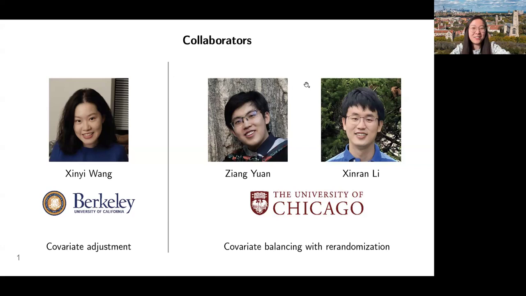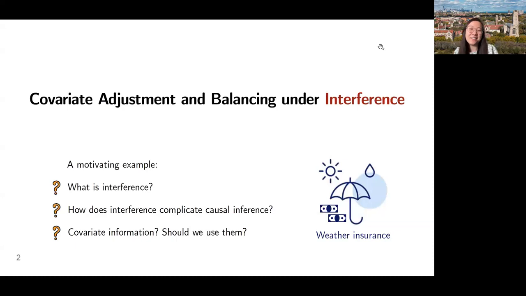Okay, great. So let's get started with the topic today. If we look at the title, you'll notice that the title of my talk is Covariate Adjustment and Balancing Under Interference. And you might wonder what I mean by interference here. So I'm going to start with a motivating example. Here I give a slight hint of what it is going to be about. It's going to be about weather insurance. Hopefully through this motivating example, it will become a bit more clear what I mean by interference, and specifically how interference would complicate causal inference.